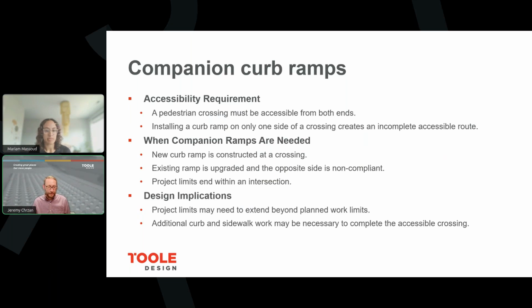Another thing to consider is when you're doing resurfacing and it triggers the need for a companion ramp, that may require us to slightly alter our project limits to ensure that companion ramp can be included as part of the design. It's important to evaluate that early in the project so that you are establishing a project limit that reflects the work that will need to be done in order to meet this accessibility requirement. That would require us to look at the curb ramp as well as any minimal sidewalk work in order to make those connections accessible.